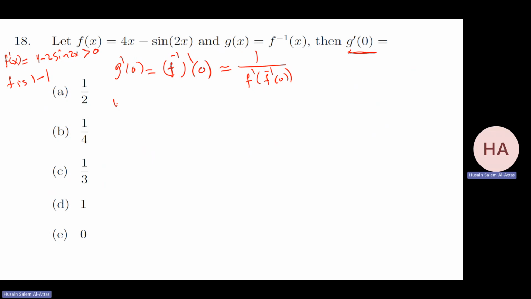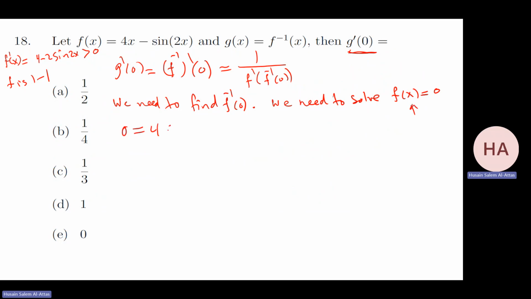Now we need to find f inverse at 0. And to do that, we need to solve f of x equals 0. We need to find the values x where f of x equals 0. So I have 0 equals 4x minus sine 2x. Since it's 1 to 1, I need only one solution. Very clear, x equals 0 will be the solution. So f inverse at 0 is 0.